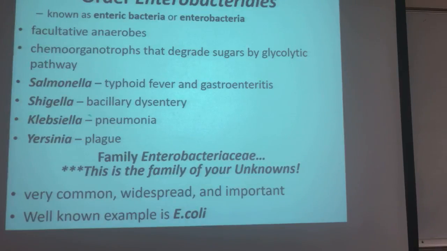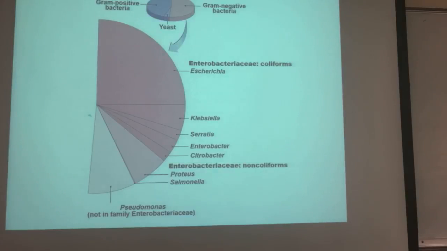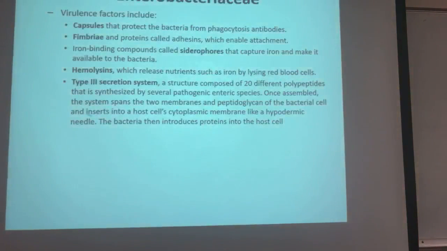So then we talked about the Enterobacteriales, and remember this included the family Enterobacteriaceae, which you should be familiar with. It was the family of your unknown. What do we need to know? Obviously, E. coli is the main member here. We talked about the coliform bacteria, the non-coliform bacteria, and the true pathogenic family members here. Enterobacteria.